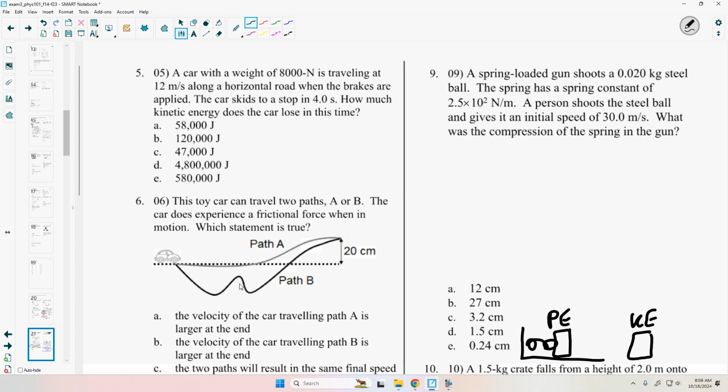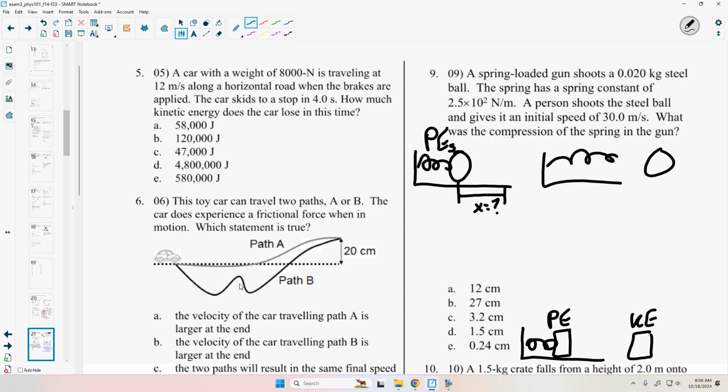All right, so I have a spring-loaded gun. It shoots. It has elastic potential energy here. It says that the compression is, well, I don't know what the compression is. I want to know what that is. And then in the final state, it stretches out, and then it gives this a certain speed. So it has kinetic energy over here. So I'm setting those two equal. I'm saying that PE_s equals the kinetic energy.